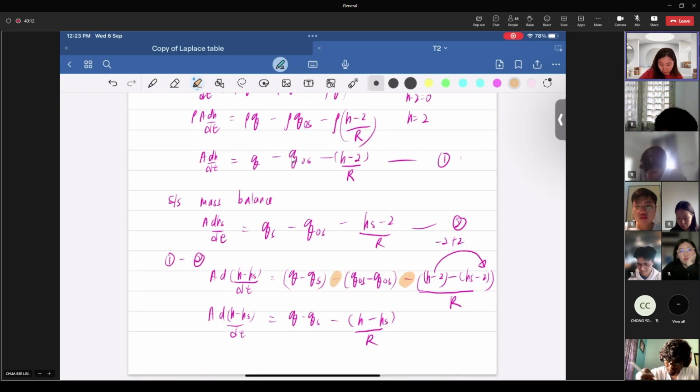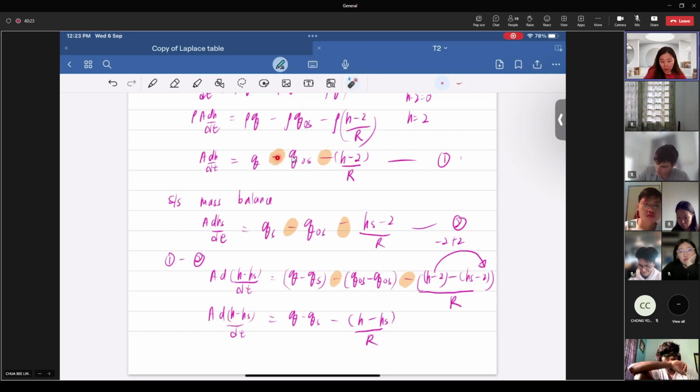The one I don't touch is the minus outside. Meaning that if it is minus, then I remain minus. Don't touch. Okay, so it's just minus and then QS minus QS. Then minus again, H minus 2 minus HS minus 2, which is this one. So you have minus, don't touch, minus 2, plus 2, gone. So you'll be having H minus HS, left with this one.